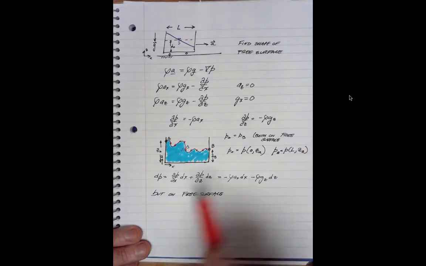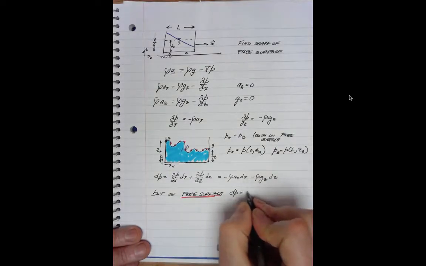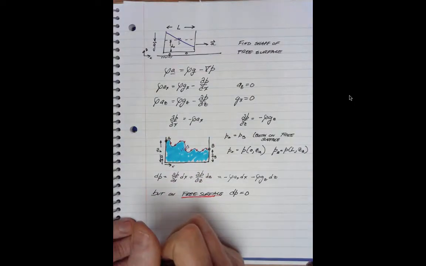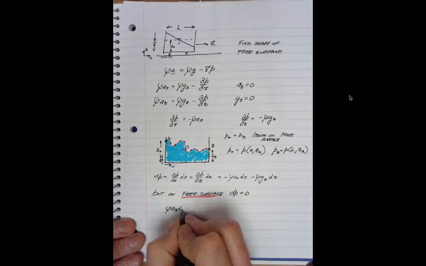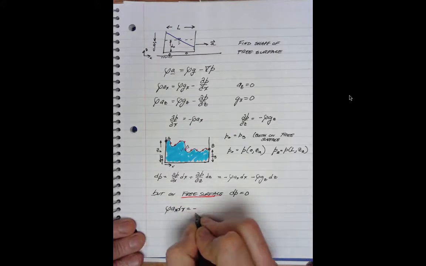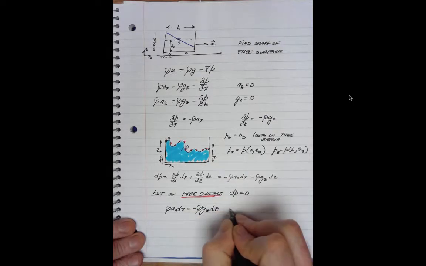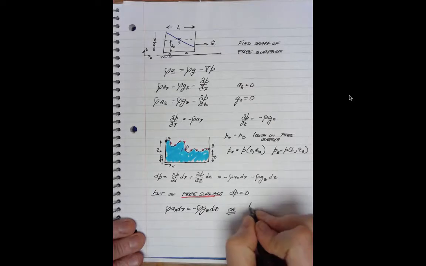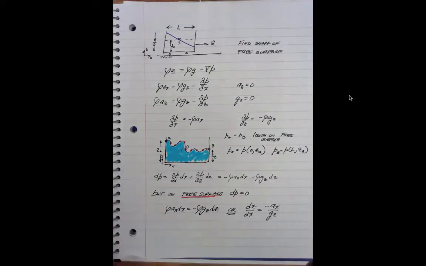Now this only applies at the free surface, so we'll underline it in red. The pressure doesn't change. And so with that knowledge, we know that rho a sub x dx equals minus rho g sub z dz, or dz dx equals minus a sub x over g sub z.